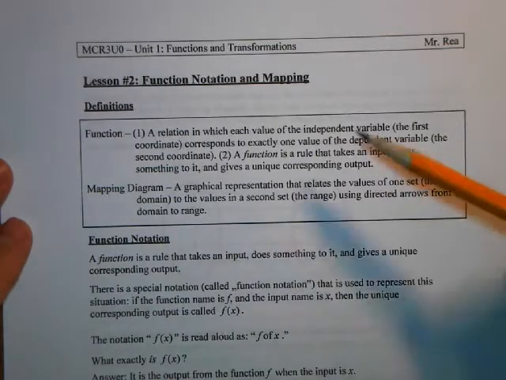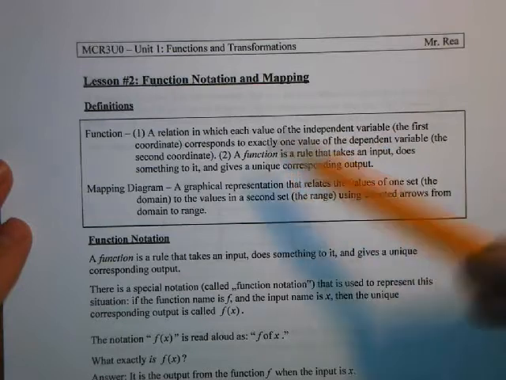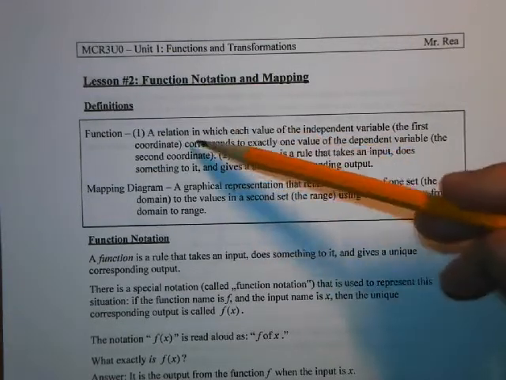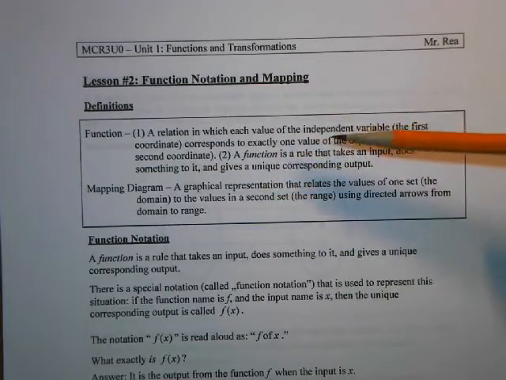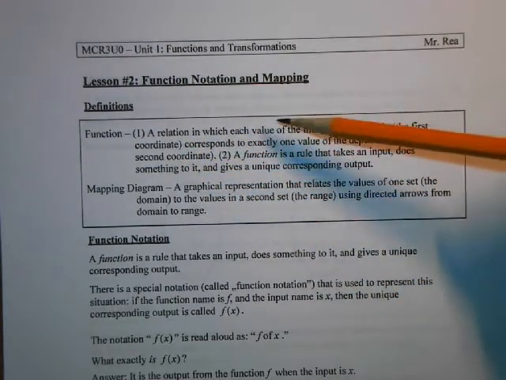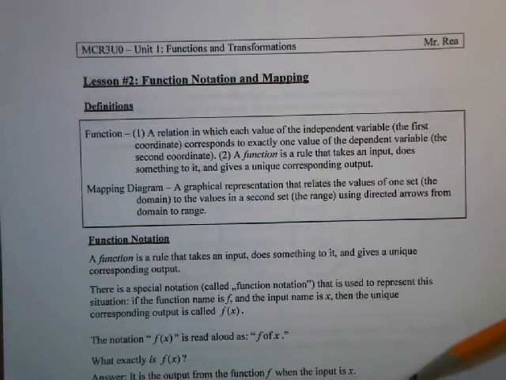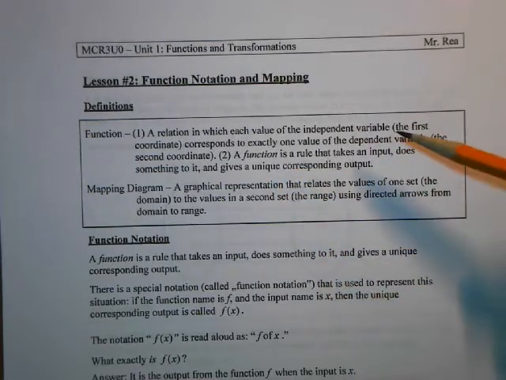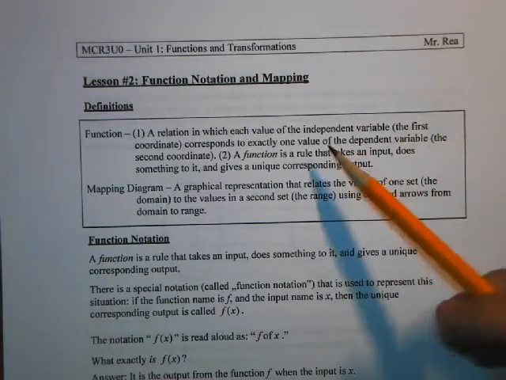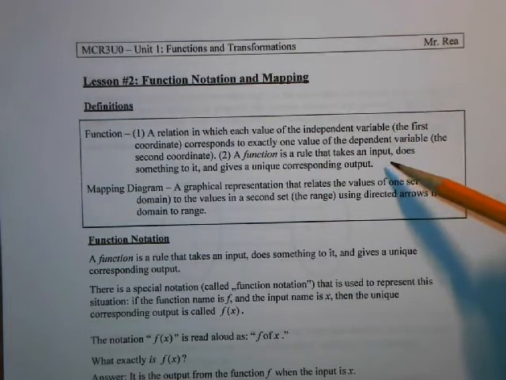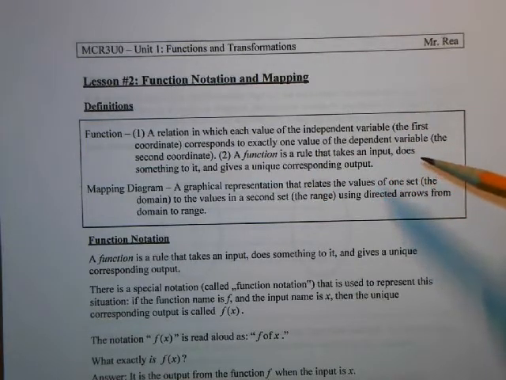So our first definition here is actually a two-parter for function. The first part of the definition is what we learned last lesson. A function is a relation in which each value of the independent variable, which is like your x, corresponds to exactly one value of the dependent variable, which is normally y. We're now going to extend that a bit. A function is a rule that takes an input, does something to it, and gives a unique corresponding output.